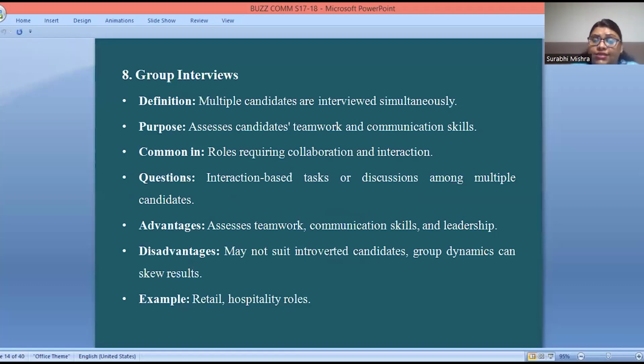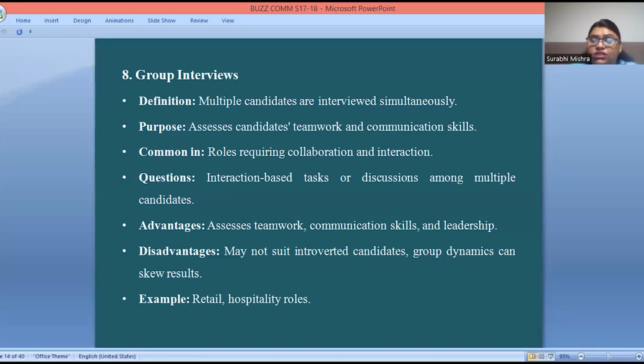The purpose is to assess candidates' teamwork and communication skills. These types of interviews are common in roles requiring collaboration and interaction. The questions are totally based on interaction, tasks, or discussions among multiple candidates. As it is a group interview, questions are based on discussions or some group-allocated tasks. The advantage here is that teamwork, communication skills, and leadership are assessed in these types of interviews, and the disadvantage is that it may not suit introverted candidates. Group dynamics can skew results.